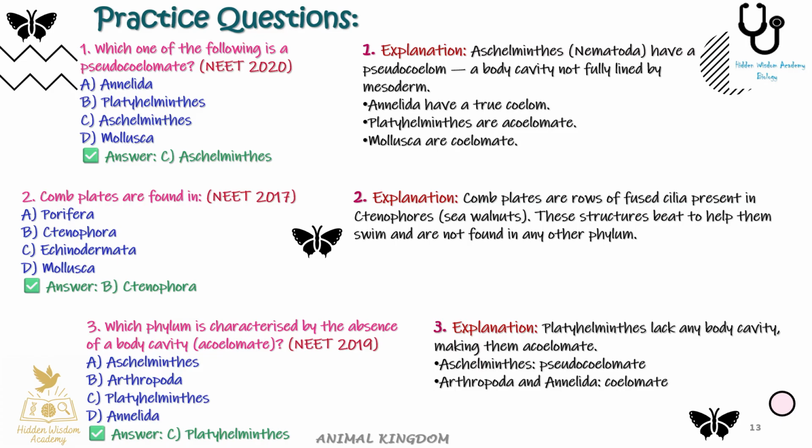Next, question 3. Which phylum is characterized by the absence of body cavity, acoelomate? From NEET 2019. Option A, Aschelminthes. Option B, Arthropoda. Option C, Platyhelminthes. Option D, Annelida. Explanation. Platyhelminthes are acoelomate, which means they completely lack a body cavity. Aschelminthes are pseudocoelomate, while both arthropods and annelids possess a true coelom. The correct answer is option C, that phylum Platyhelminthes is characterized by the absence of body cavity, which is acoelomate.